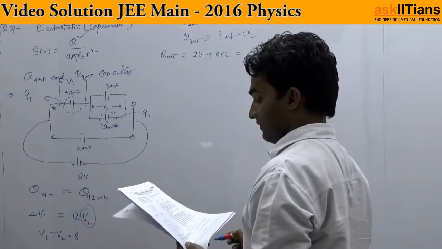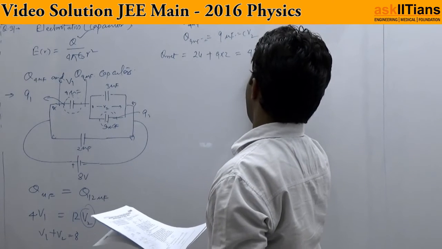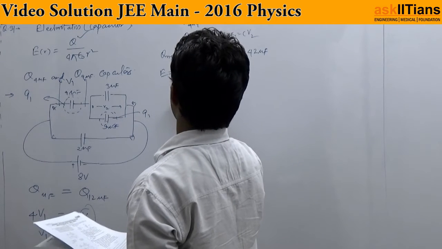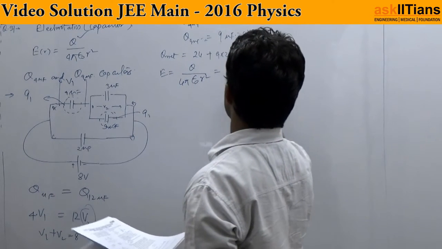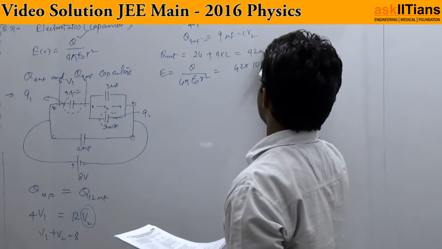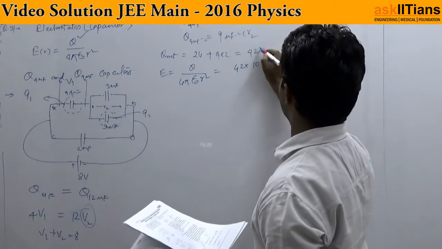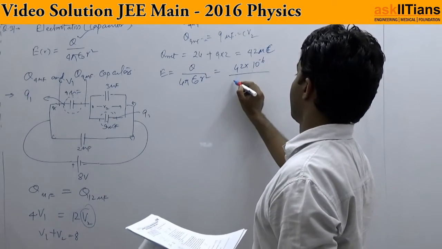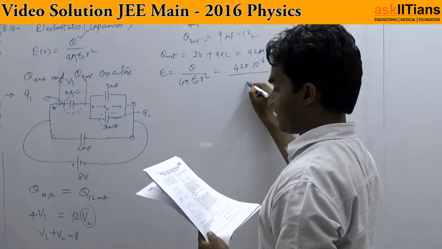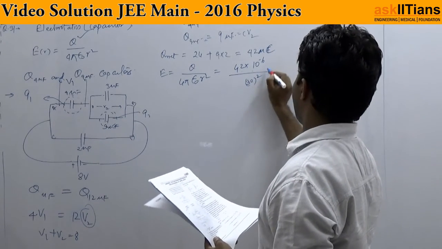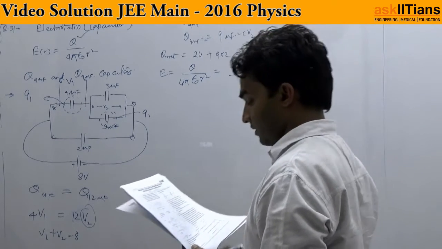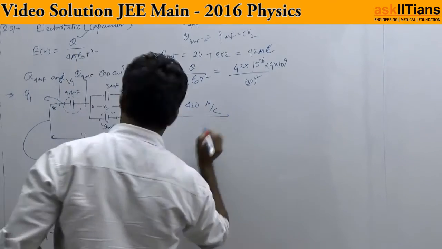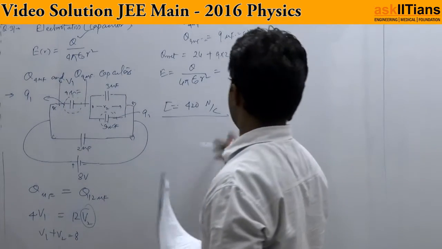So finally we get the value as 42 microcoulomb, and the electric field would be equal to Q upon 4 pi epsilon into R square, where Q is 42 into 10 to the power minus 6 coulomb, divided by R square, where R is given as 30 meter, and 9 into 10 to the power 9. Solving this, we get E equal to 42 Newton per coulomb. Hence option 4 is correct.